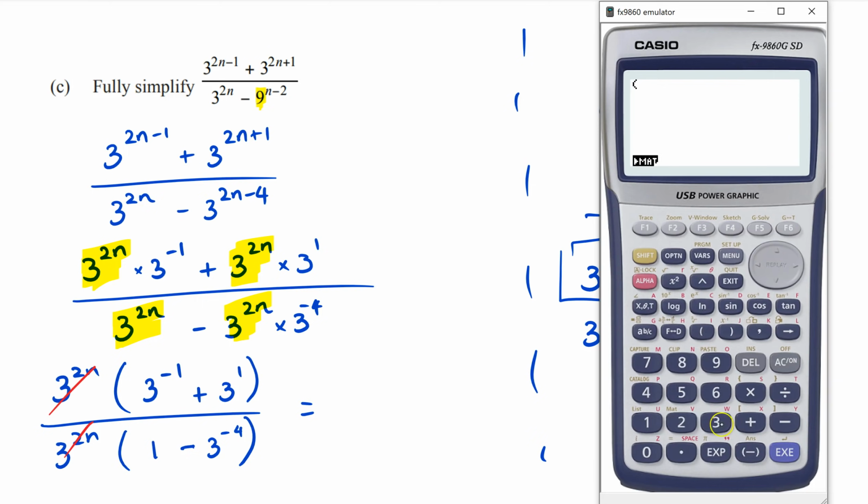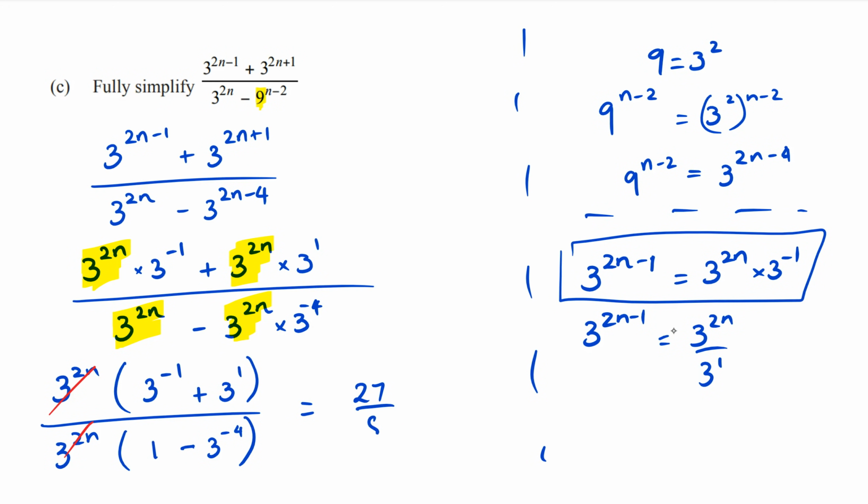So what we have is, let me see if this is going to work. We have 3 to the power of negative 1 plus 3, divided by 1 minus 3 to the power of negative 4. Now we get that, and we can rewrite that as 27 over 8. So the answer that's fully simplified is 27 over 8.